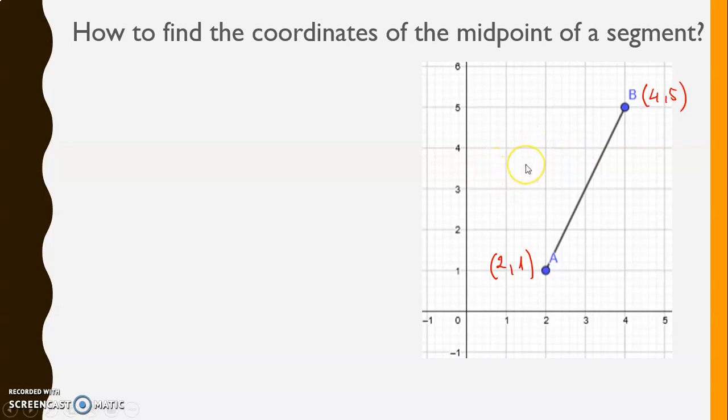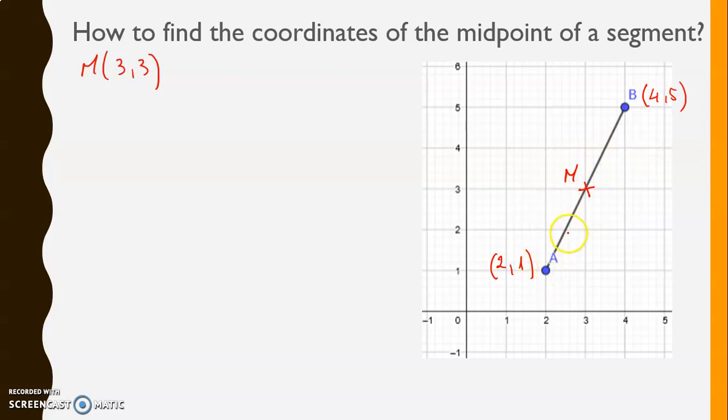And just by inspecting this graphical representation of the 2 points and the segment, you can probably see that the midpoint will fall at this position and will have coordinates (3, 3). Okay, that's great if we have a graphical representation, but I would like us to eventually find a formula to work this out without representing this graphically.